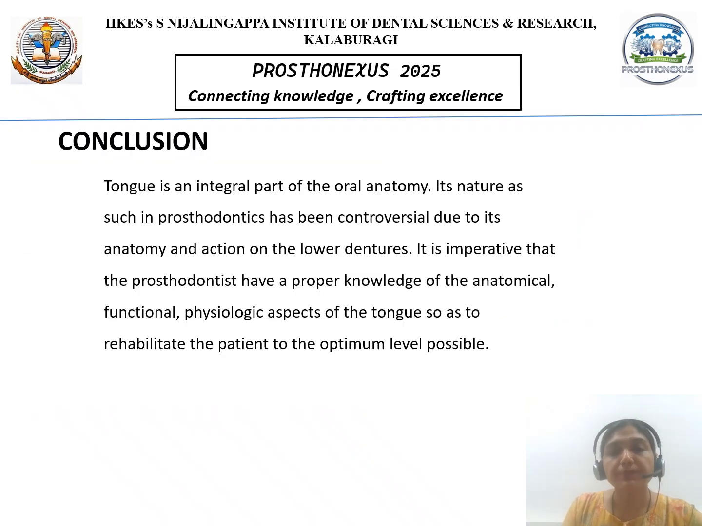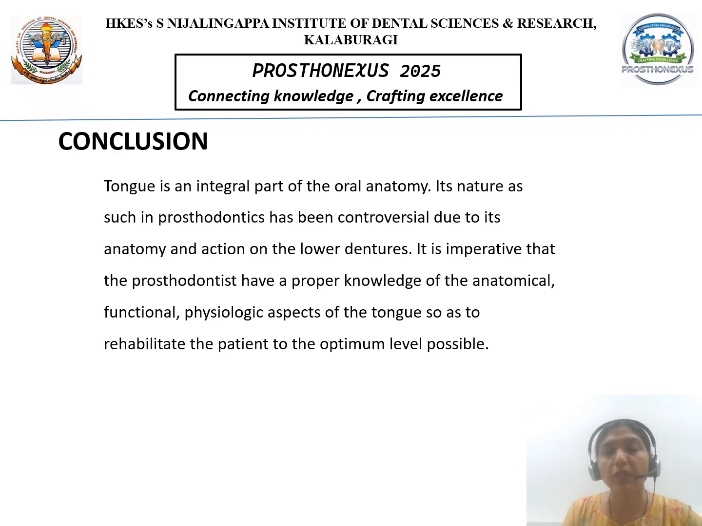So to conclude, the tongue is an integral part of oral anatomy. Its nature in prosthodontics has been controversial due to its anatomy and action on lower dentures. It is imperative that the prosthodontist have proper knowledge of the anatomical function and physiological aspects of the tongue so as to rehabilitate the patient to the optimal level possible.